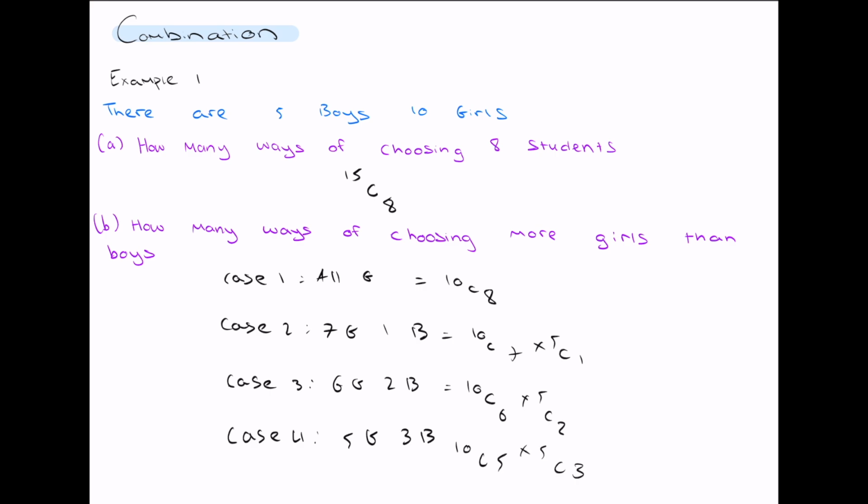And now the final answer is just everything added up. So 10 choose 8 plus 10 choose 7 times 5 choose 1 plus 10 choose 6 times 5 choose 2 plus 10 choose 5 times 5 choose 3. Right? So it's just the addition of all of this.